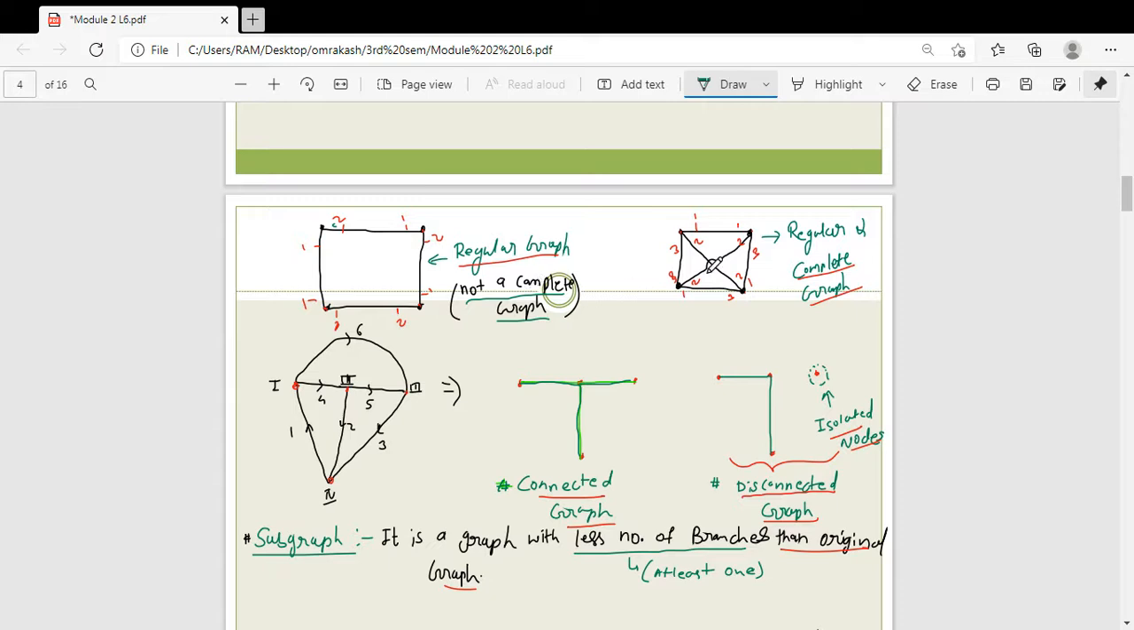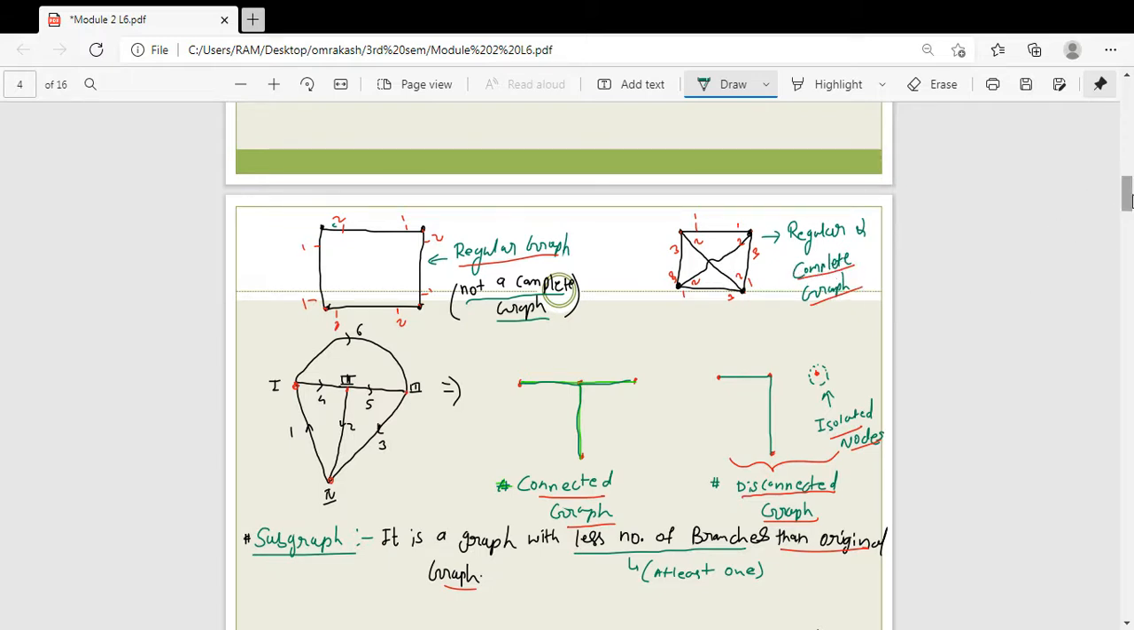Same way, now see, every node contains an equal number of branches, so we can say that this is a regular graph. And every node is connected with one branch, so I can also call this a complete graph.